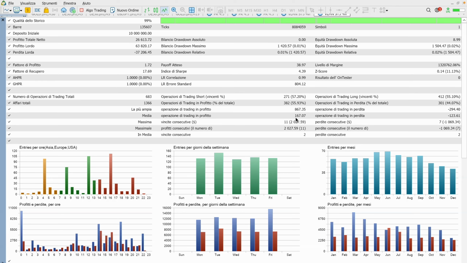Even if you have to think about swaps and commission, for this type of asset, in this case XAU USD, the commission is around 1 to 2 USD for every single trade. So even in this case, it's going to be profitable.